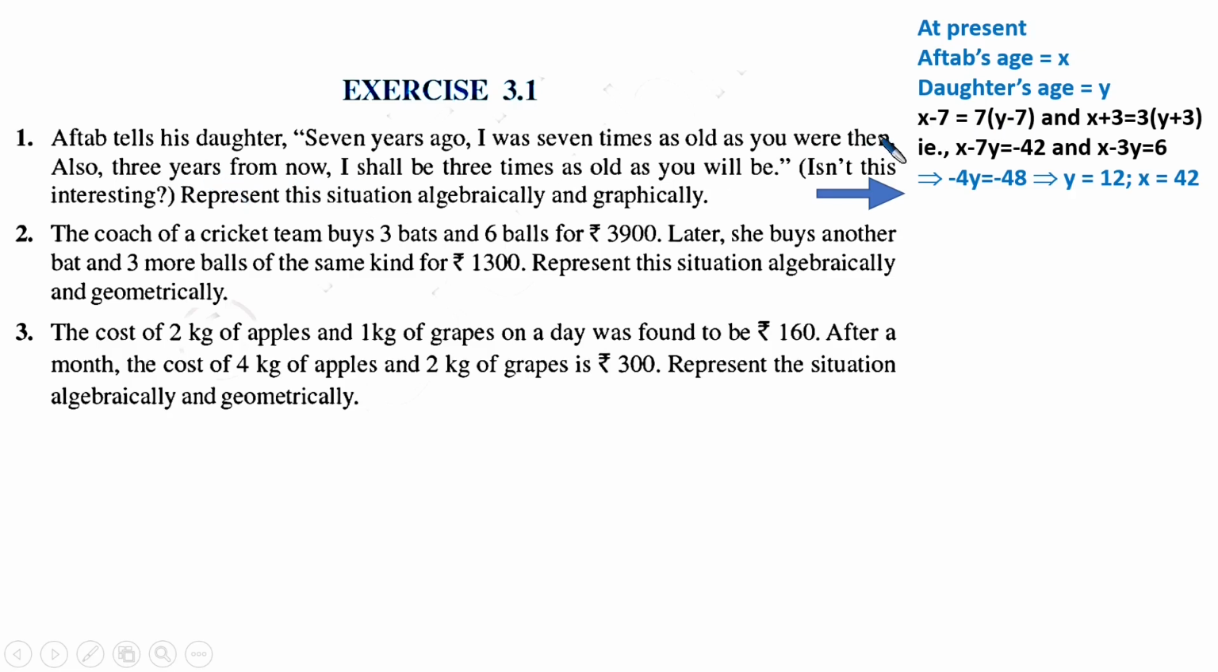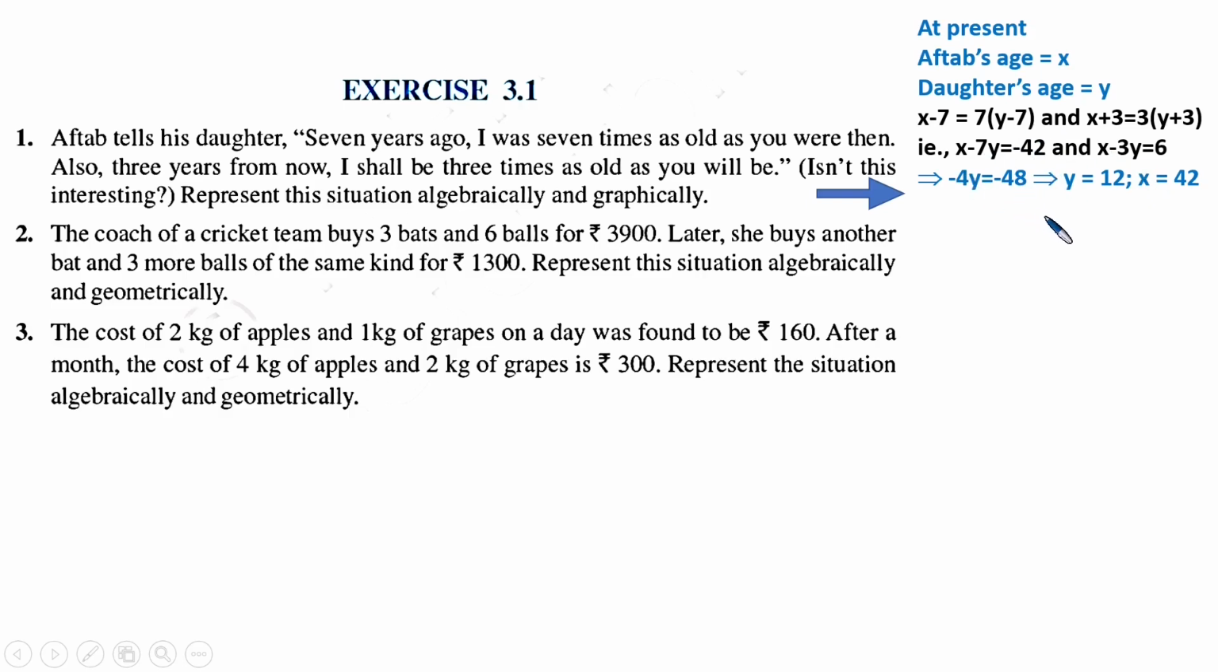And 3 years from now, that is x plus 3 from now, is 3 times as old as you will be. So the daughter's age will be y plus 3, after 3 years. So now you have two equations. Now just simplify it and you will get this. Kindly go through it and you will get y equal to 12 and x equal to 40. Okay, so this is the age of Aftab and this is the daughter's age. So just solve this.